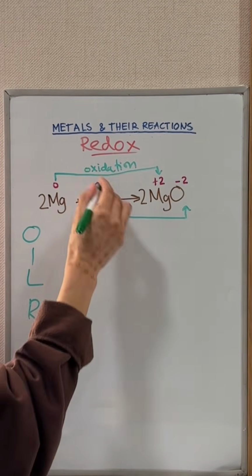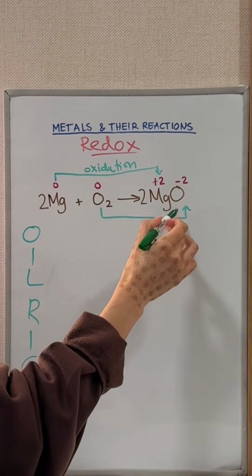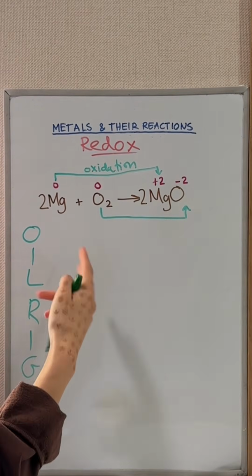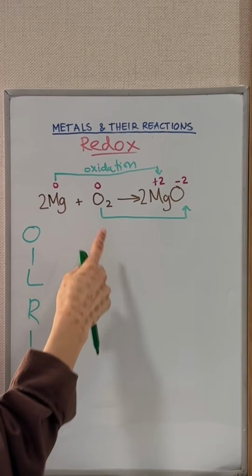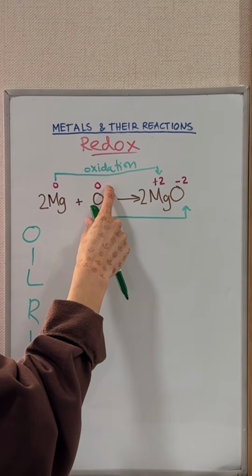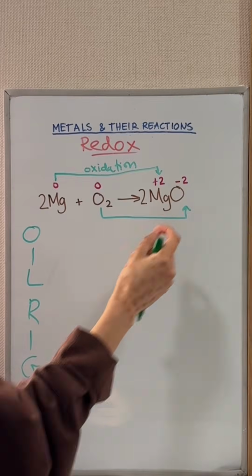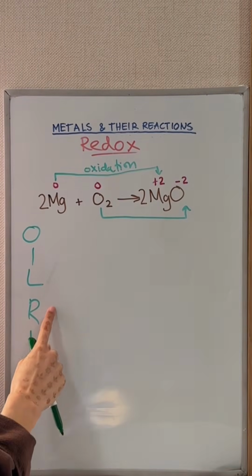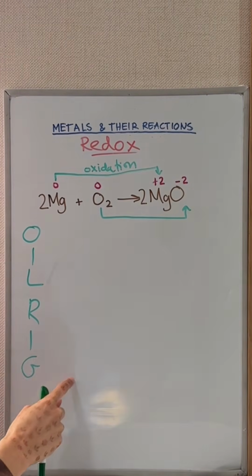Again, oxygen started off with a 0 charge, but now it ended up being a 2- charge overall. So it must have gained 2 negative electrons to become 2- charge overall. So here, oxygen element has gained 2 electrons to become an oxide ion. So this process here is showing reduction because reduction is gain of electrons.